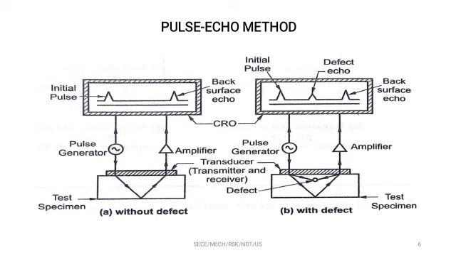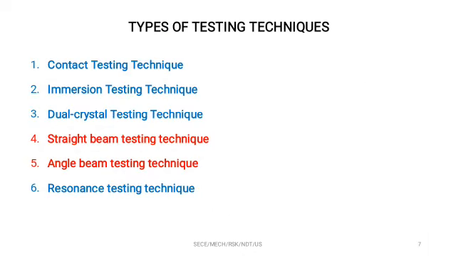The only difference is in the transmission method. We have separate transducers for transmitting and receiving, whereas in the pulse echo method we have a single transducer performing dual action, both transmitting and receiving. This is accomplished by placing a single transducer at the top of the workpiece.